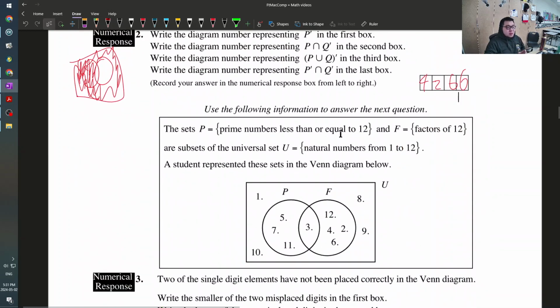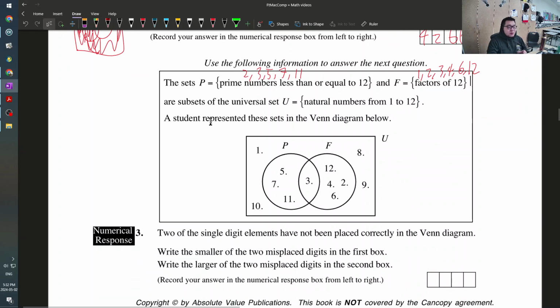Okay, the set P is equal to prime numbers less than or equal to 12, which is 2, 3, 5, 7, 11. F is factors of 12, which is 1, 2, 3, 4, 6, 12. A is a subset of universal set U, which are all the numbers from 1 to 12. A student represents the sets in Venn diagrams below.